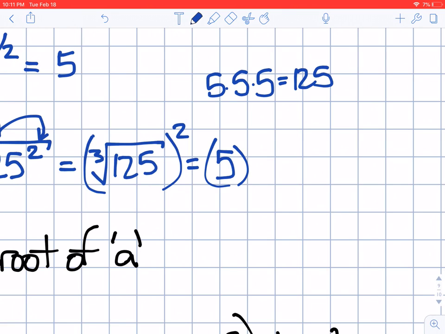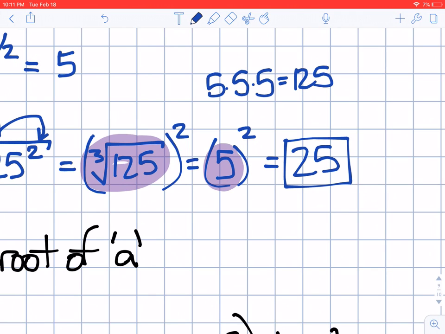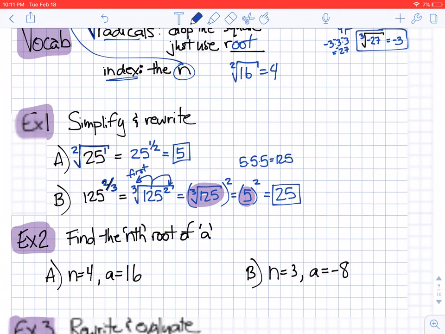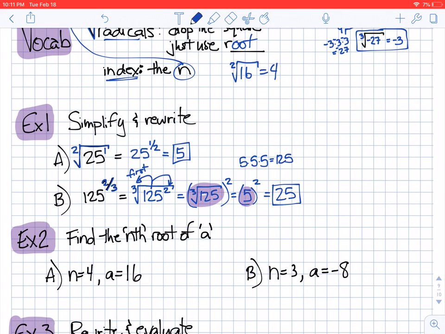So now I need to take 5 to the second power. And 5 to the second power is 25. So there's my answer. In both cases, I've got answers, and we've just rewritten them and shown how they can be thought of in a different way.